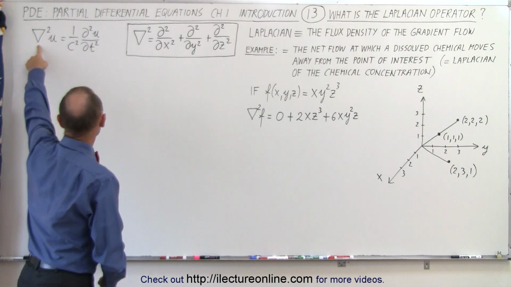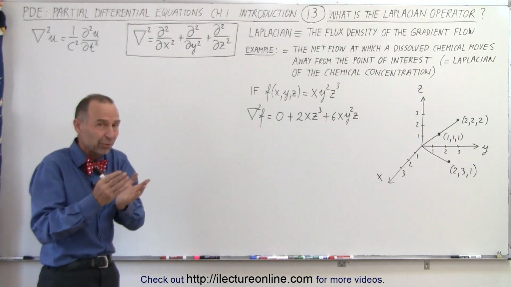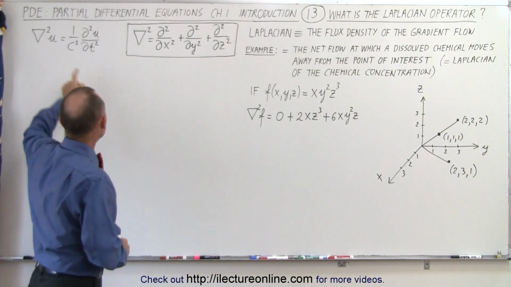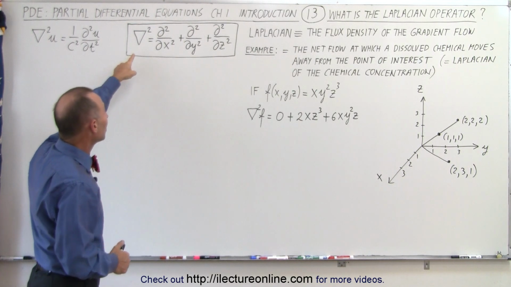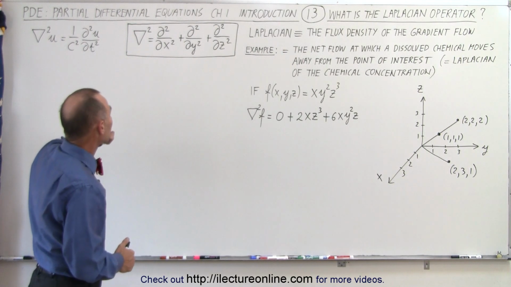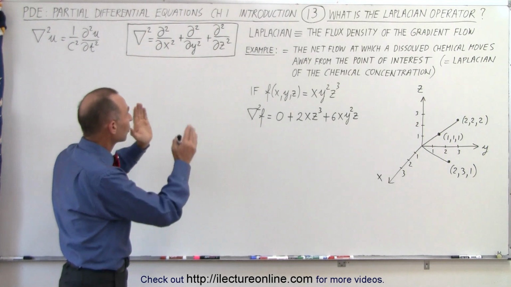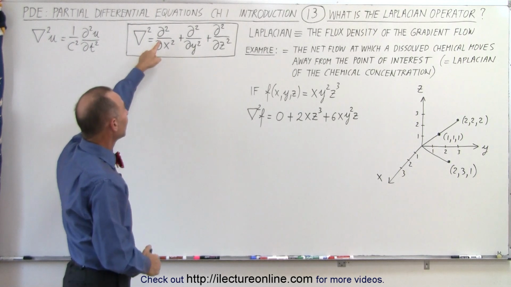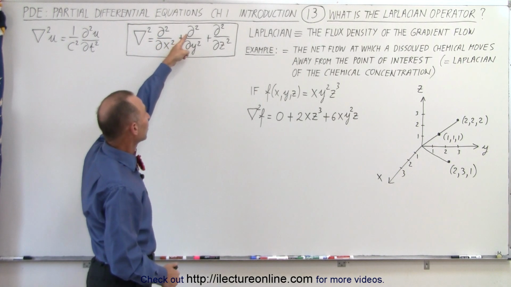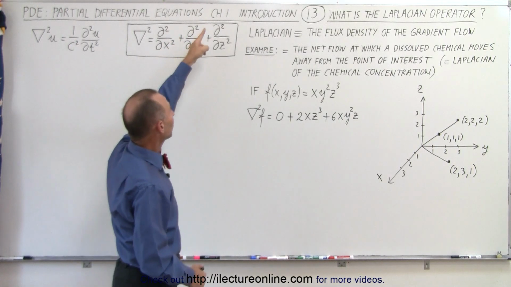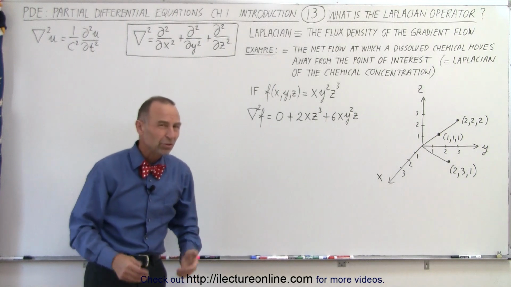And the symbol right here, the upside down triangle squared. Remember that the upside down triangle by itself was the gradient of a function. Now when we square it, it's called the Laplacian, and it is equal to this right here. In other words, when we see an upside down triangle with a square on it, it means that we're going to take something like a function and take the second partial derivative of that with respect to x, the second partial derivative of that function with respect to y, and the second partial derivative of that function with respect to z.